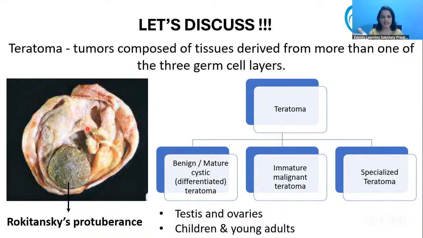This teratoma is mainly differentiated into 3 types. We have the benign, or mature cystic, or differentiated teratoma, and the immature or malignant teratoma. Out of the benign and the malignant one, the benign one is most commonly seen. We also have the specialized teratoma, in which specialized cells, like thyroid cells, can be seen inside the teratoma, mostly in children and young adults. The tumor mass that you see in the teratoma is called Rokitansky's protuberance. Remember the name, Rokitansky's protuberance.